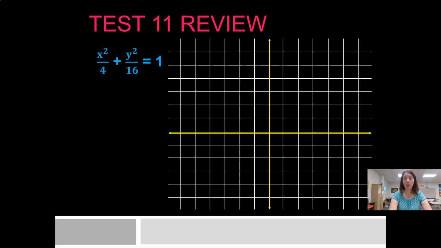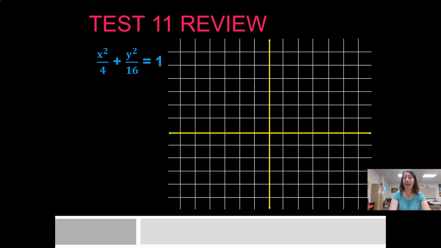Remember when we looked at our ellipse, to know whether it opened horizontally or vertically, you had to decide where was the bigger number. Well, clearly, underneath the y is the bigger number, the 16. That means this ellipse is going to go wider along the y-axis than along the x-axis.